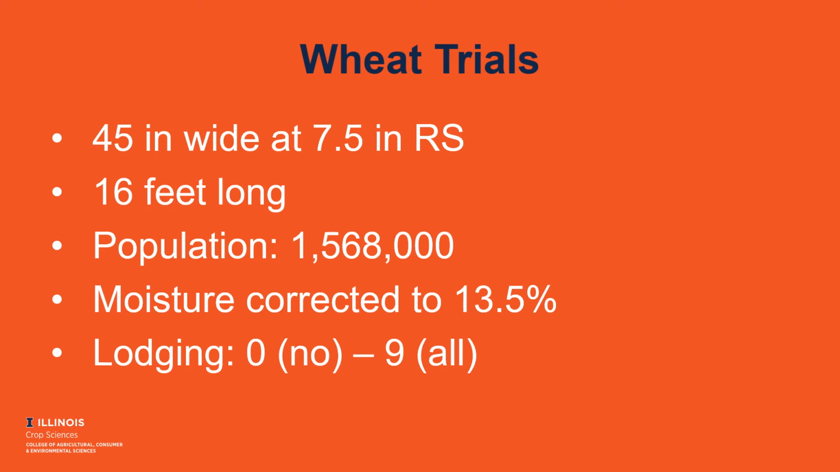Going into our wheat trials, we plant these with that drill on 7.5 inch row spacing, so they end up being 45 inches wide. We plant 20 feet, but then cut an alleyway, so we only harvest 16 feet of the plot. And then our populations are at almost 1.5 million seeds per acre, and then we correct the moistures to 13.5% and provide that lodging information.